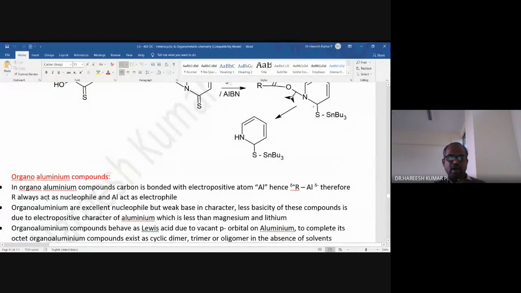If R is equal to H, that will act as a nucleophile, and aluminum acts as an electrophile. Word-wise, it's right. Only this delta plus and delta minus need to be interchanged.